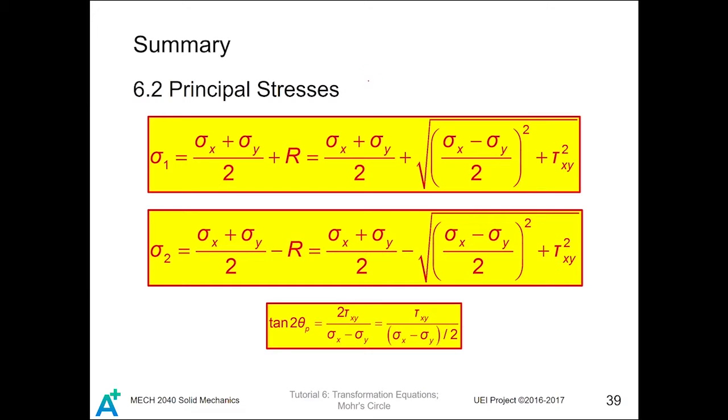Also, we observed that sigma 1 plus sigma 2 equals sigma x plus sigma y, which consequently equals sigma x1 plus sigma y1. Also, the method of finding the principal angles is given by tangent 2 theta p equals tau xy divided by sigma x minus sigma y divided by 2.